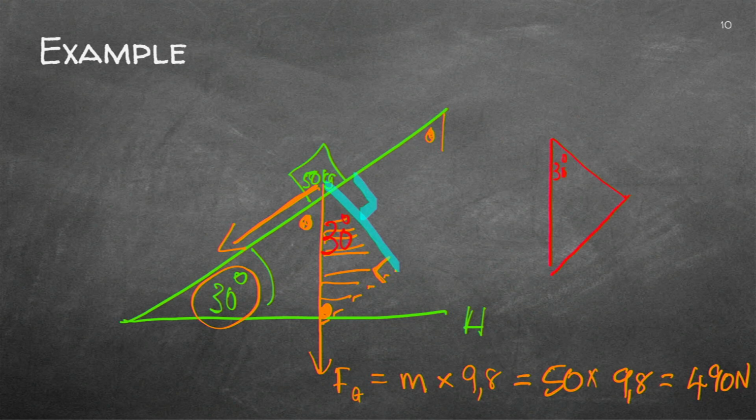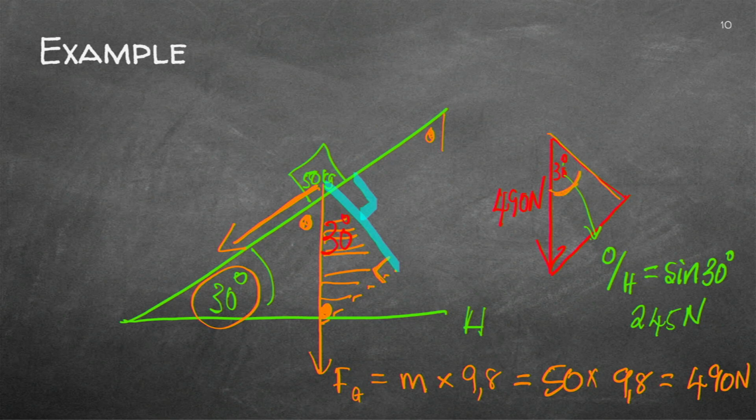I've got 30 degrees there. I know this downward force is 490, and I can now calculate the opposite of the 30. And the opposite over the hypotenuse is sine of 30 degrees. Now quickly do that calculation and see if you find the 245 newtons that I got. This one, on the other hand, is the adjacent to the 30 degrees, and that is the parallel force, which is the adjacent over the hypotenuse, which is the cos of 30 degrees.